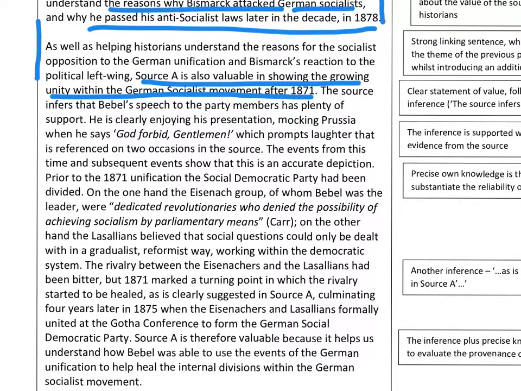Now notice here how that's a very good linking paragraph. The first part of that sentence links back to the previous paragraph because it reminds you, or reminds me as the reader, what the previous paragraph did, but it then follows through.